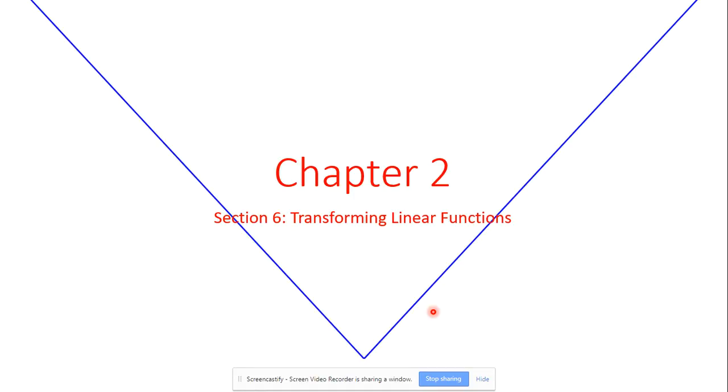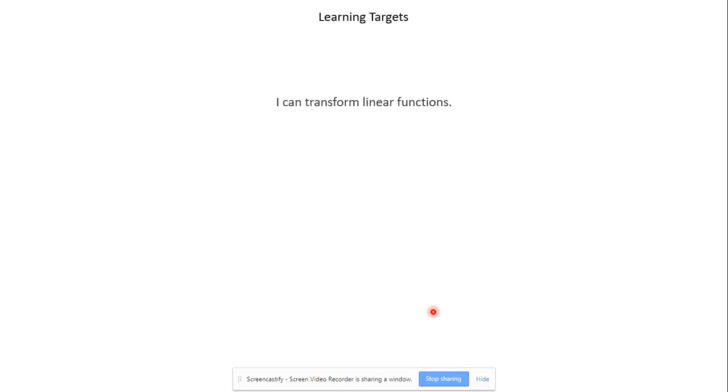This first one's a little bit rough, partly because it's the first time, and partly because lines are really boring, and so you can't necessarily see everything. We'll be looking at it again in section 9 of this chapter with absolute value functions, which makes a little bit more sense, I think, just because you can see some more of what's going on. So, let's look at our learning targets. I can transform linear functions, and I can solve problems involving linear transformations.